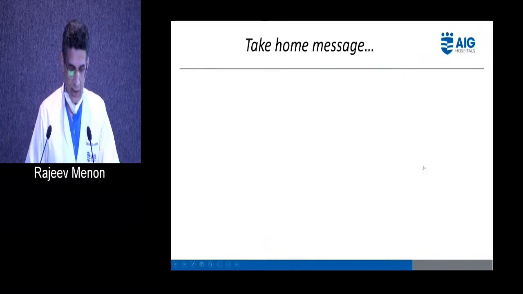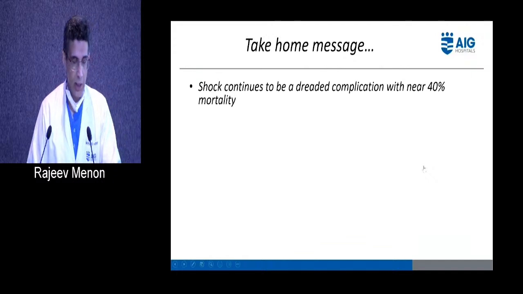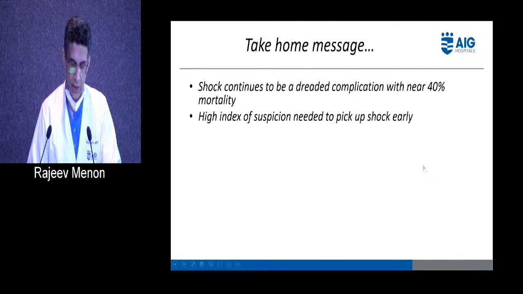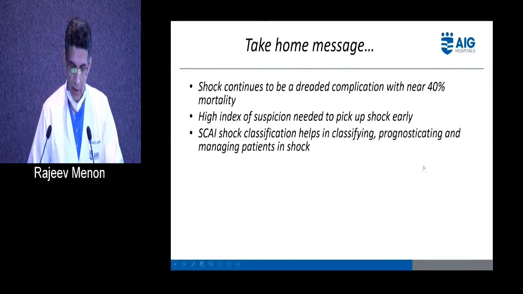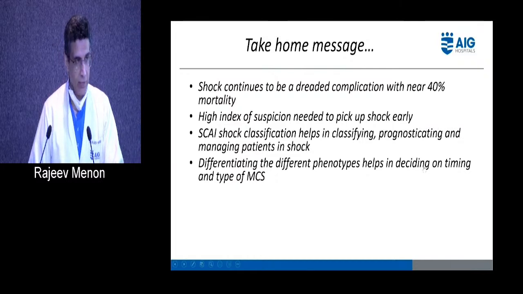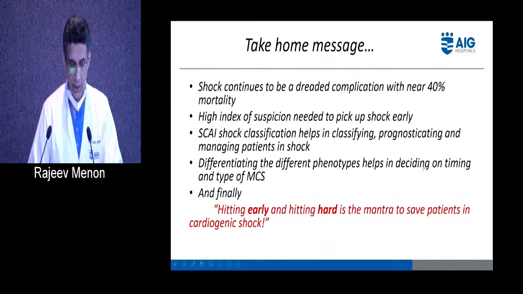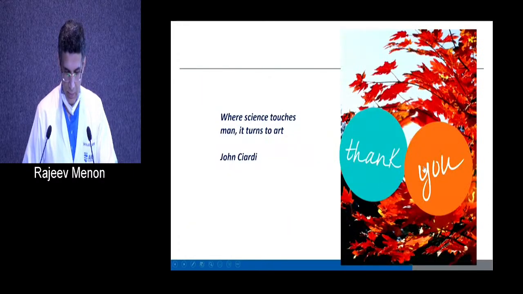So just summarizing, ladies and gentlemen, we need to realize that shock continues to be a dreaded complication with near 40% mortality. High index of suspicion is needed to pick up shock early. SCAI shock classification helps in classifying, prognosticating, and managing patients in shock. Differentiating the different types helps in deciding on timing and type of MCS. And finally, remember that hitting early and hitting hard is the mantra to save patients in cardiogenic shock.